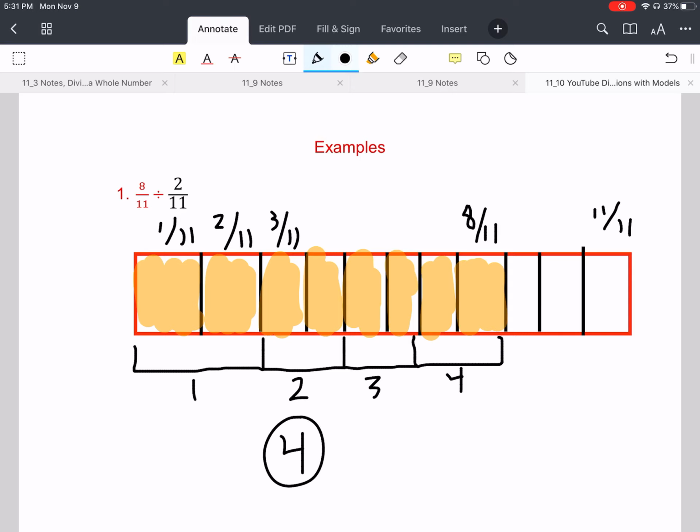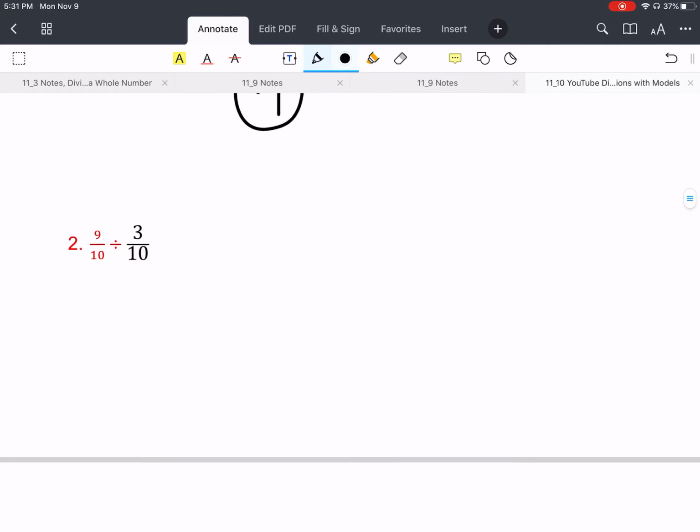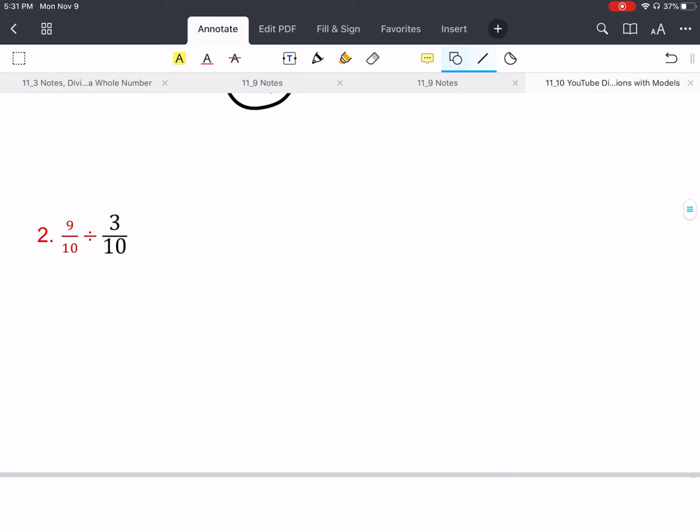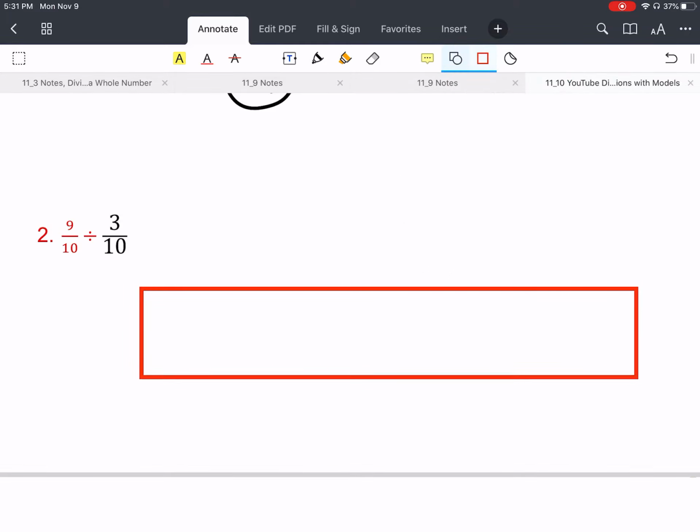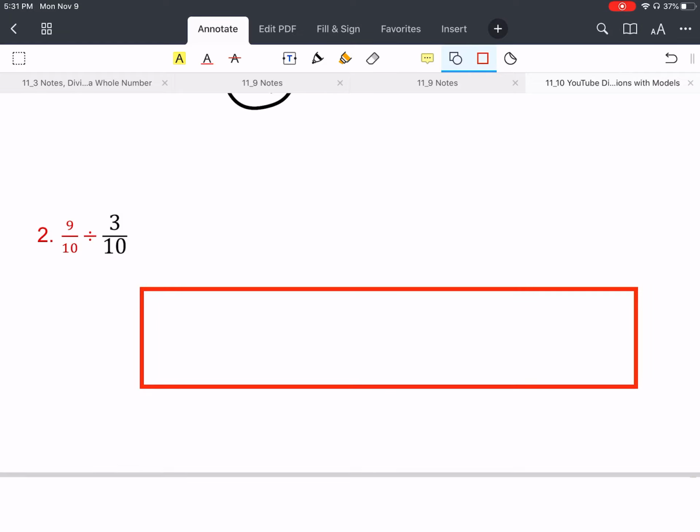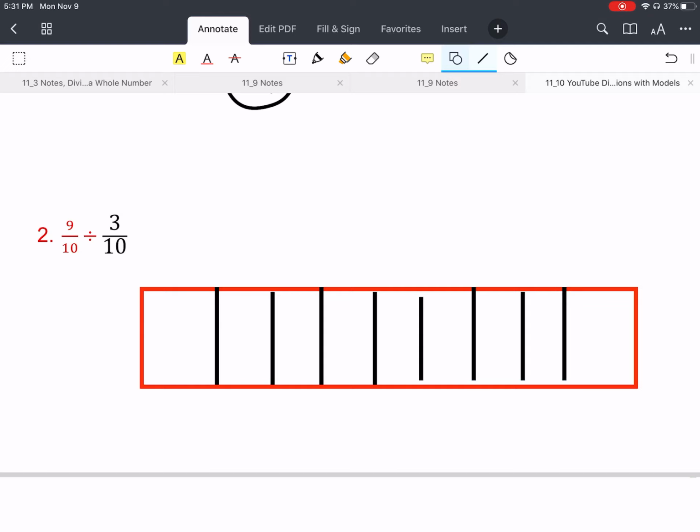Pretty simple, little time consuming. Moving on to example 2, you're going to find this to be very similar. Going to start with our box. Going to divide this into tenths. 1, 2, 3, 4, 5, 6, 7, 8, 9, 10. Of course, all perfectly sized, just like mine.